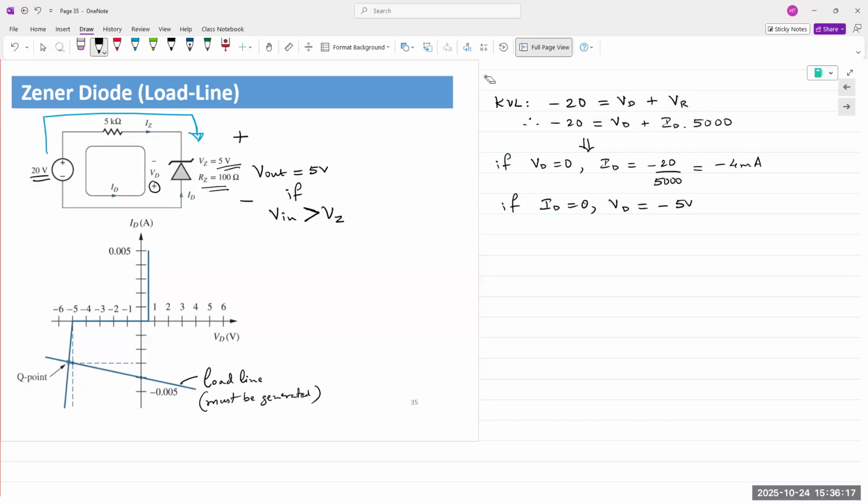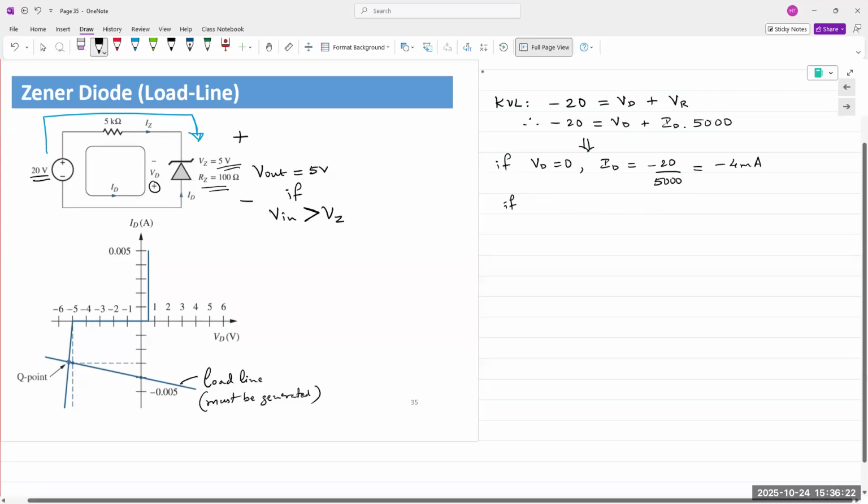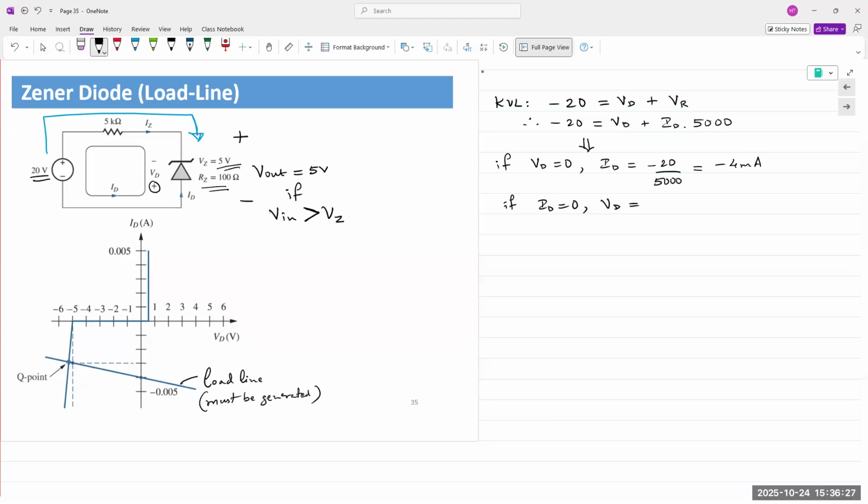No, wait, sorry. If ID is equal to 0, then VD is equal to minus 20. Negative. But the graph that's given to us does not extend all the way to 20, so we need to find the point where it does intersect. And so we plug in a different value.